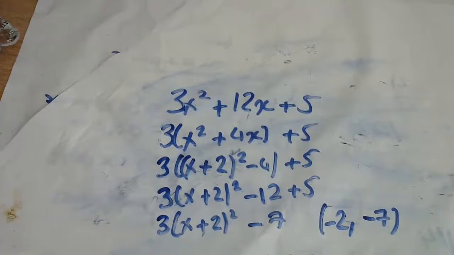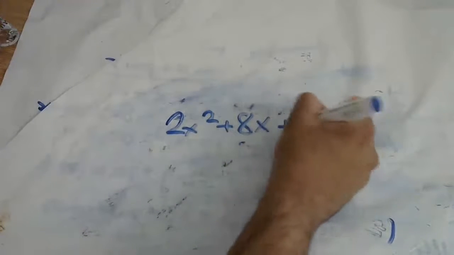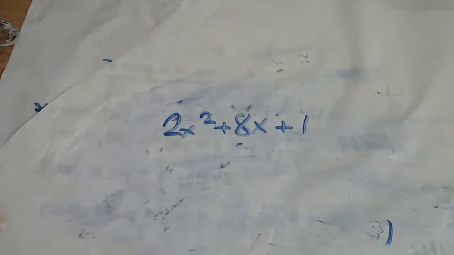Right, cool. Try another one. This one's going to be easier. Well, it's going to be easier, same level of difficulty. I won't put any fractions in yet. So here's 2x squared plus 8x plus 1. Okay? Can you write down the completed square version of that as quick as you can? All right? So complete the square version of that, please.